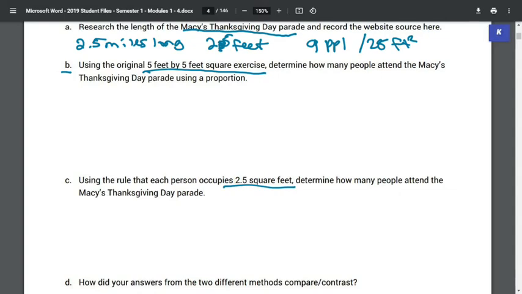And then in C, we're going to use that same 2.5 square feet to determine how many people can fit that way. So if you haven't done this problem before, I want you to pause and work this out. And then when you unpause, I'll have all the math done. I'll go over and explain it. So if you haven't done this already, go ahead and pause the video so you can try this on your own and get some practice with this method.